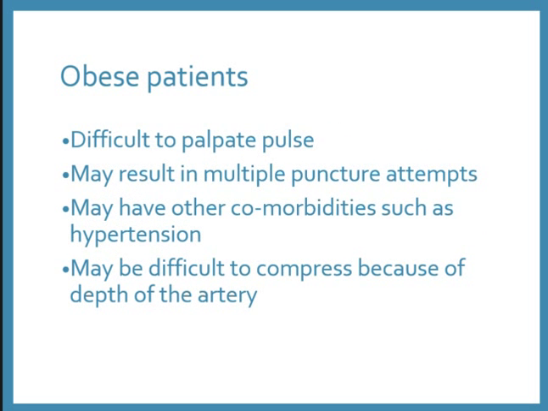Obese patients definitely pose a challenge for sheath pulls because it is difficult to palpate their pulse. They may have had multiple puncture attempts in the cath lab or wherever they came from, and they also come with multiple comorbidities, whether it be diabetes, hypertension, COPD, all of these things. And it also is difficult to compress their arteries because their arteries tend to be deeper down.